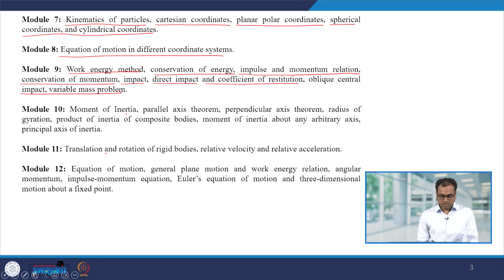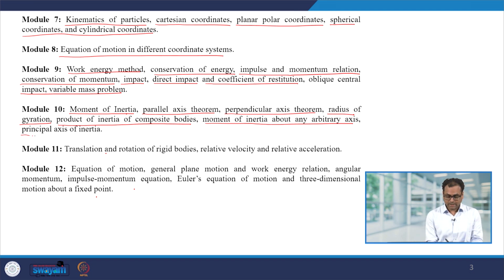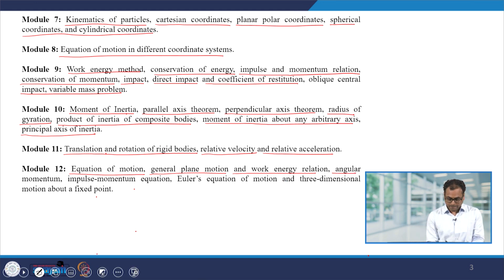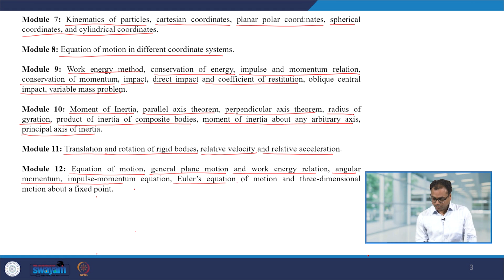In the 10th module, we will look at the moment of inertia, parallel axis theorem, perpendicular axis theorem, radius of gyration, product of inertia of composite bodies, moment of inertia about any arbitrary axis and principal axis of inertia. In the 11th module, we will look at the translation and rotation of rigid bodies, relative velocities and relative accelerations, and finally in the 12th module we will look at the equation of motion, general plane motion and work energy relation, angular momentum, impulse momentum, Euler equation of motion and 3-dimensional motion about a fixed axis.